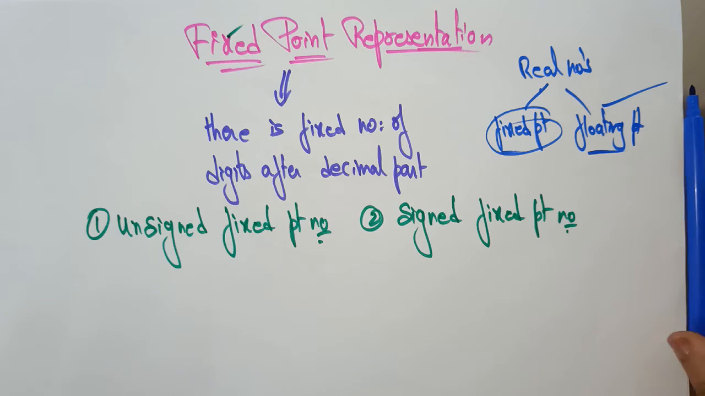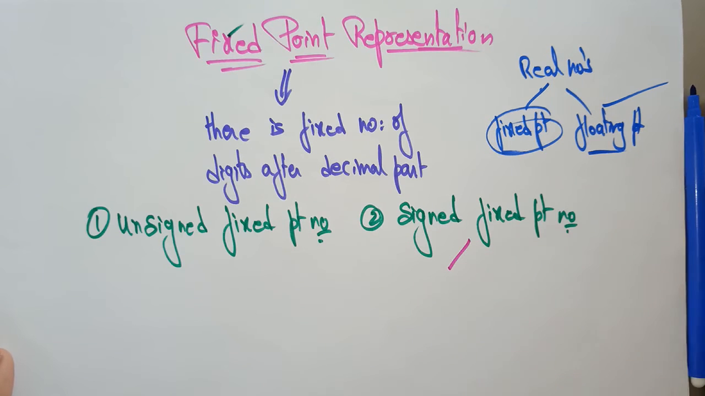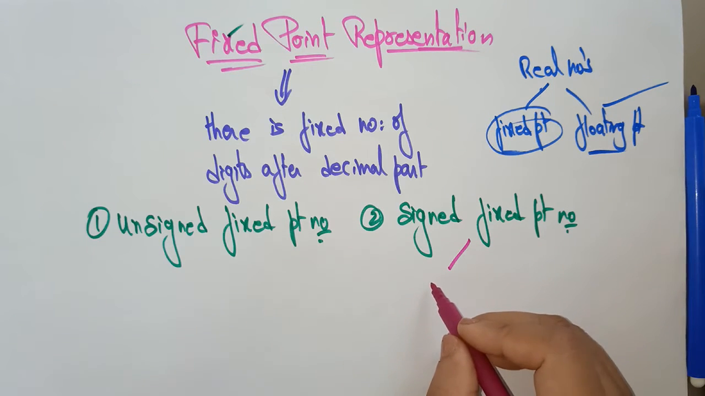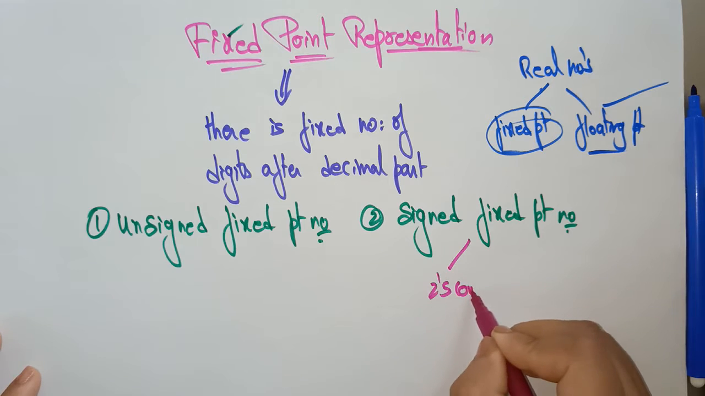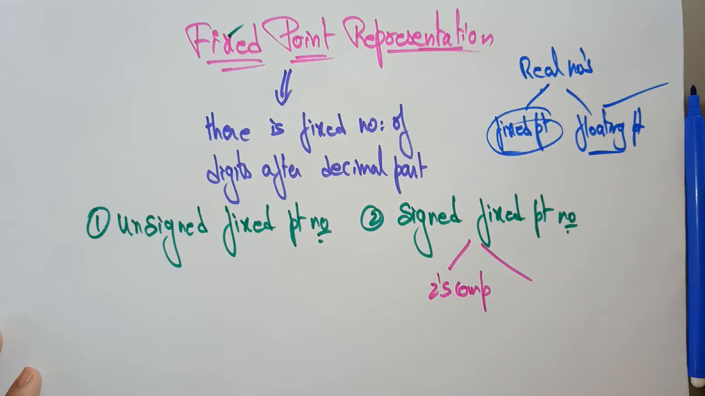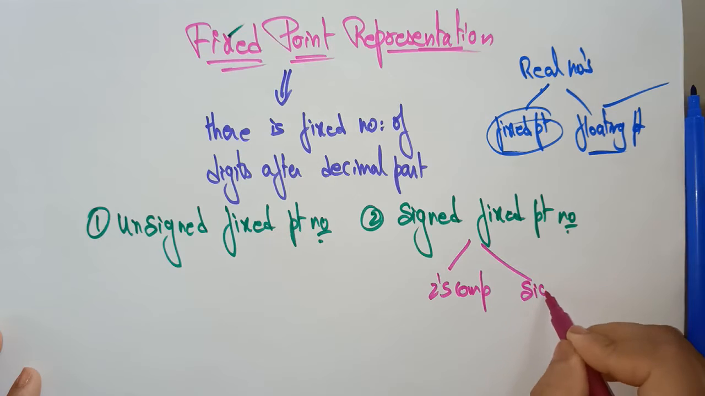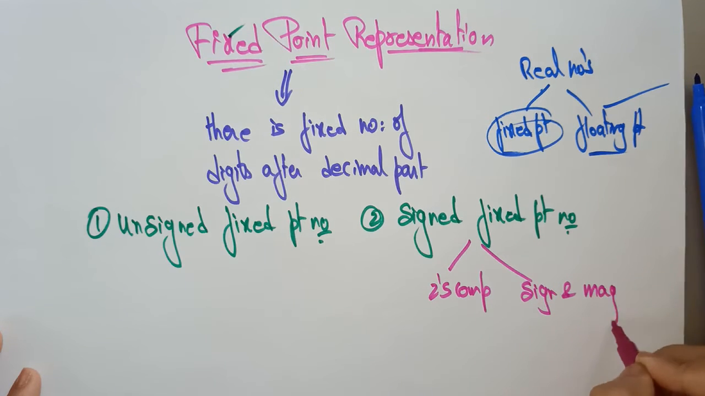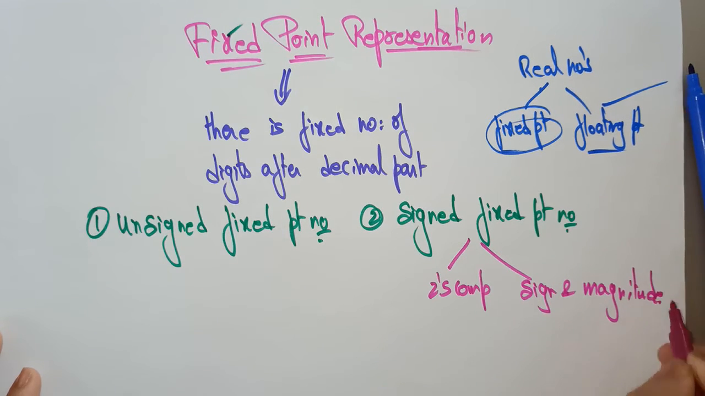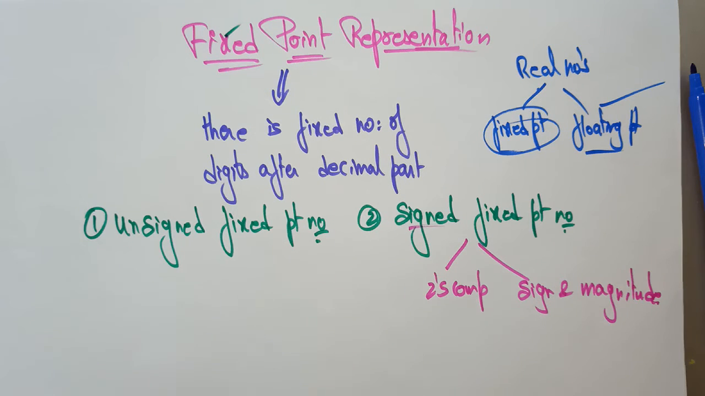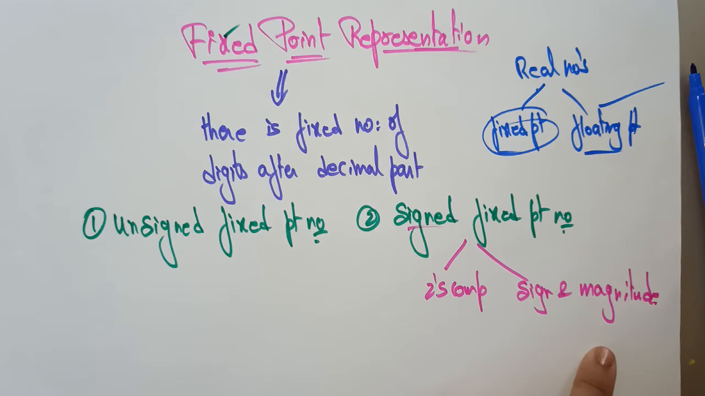The problem arises whenever we are working on signed fixed point numbers. Signed fixed point numbers can again be represented in two ways. Either you can represent it in 2's complement, or else you can follow another method, the sign and magnitude method. If negative numbers are there, you have to represent the fixed point in 2's complement or in the sign and magnitude representation. If it is unsigned fixed point, then there is no problem.